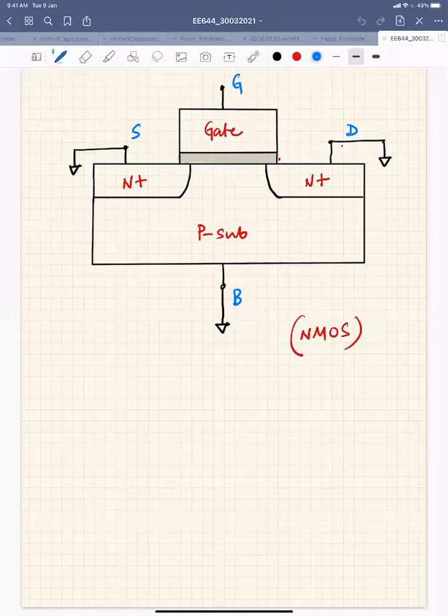Here, your source and drain. When I discuss electrostatics, we're not talking about current. So your source and drain are grounded. Body is also grounded, and you are applying gate voltage. If you apply positive gate voltage, there will be negative charges in the substrate. If you apply negative gate voltage, there will be positive charges in the substrate, right?